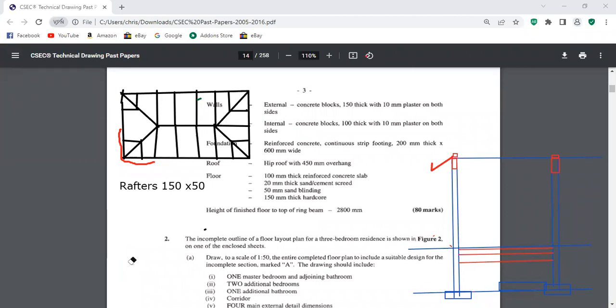What else? Which other component do we have for the roof? So we have the fascia board, right? What is the dimension for the fascia board? 225 by 25. Yes. All right, so that's basically that. Any other question? No? All right, guys.